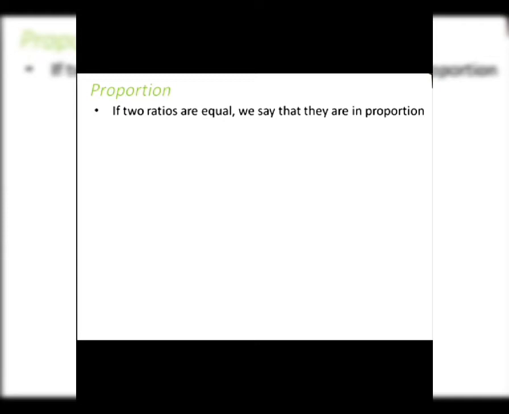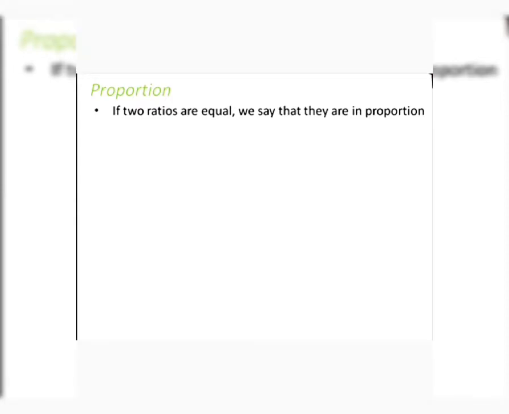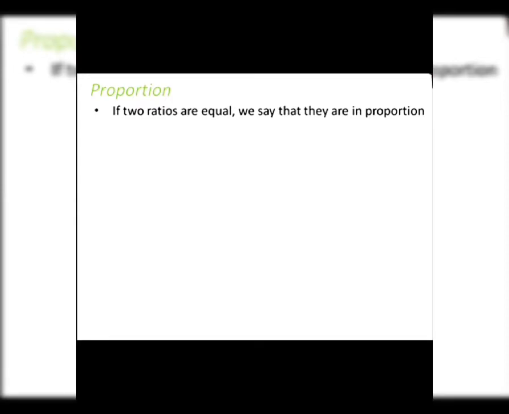So now we got the idea of what equivalent ratios are, and we saw that sometimes ratios are equivalent and they refer to the same numbers, right? Now whenever we come across two ratios which are equal, we say that the ratios are in proportion. So that is what we mean by proportion. If two ratios are equal, then we say that they are in proportion. So let me give you an example.